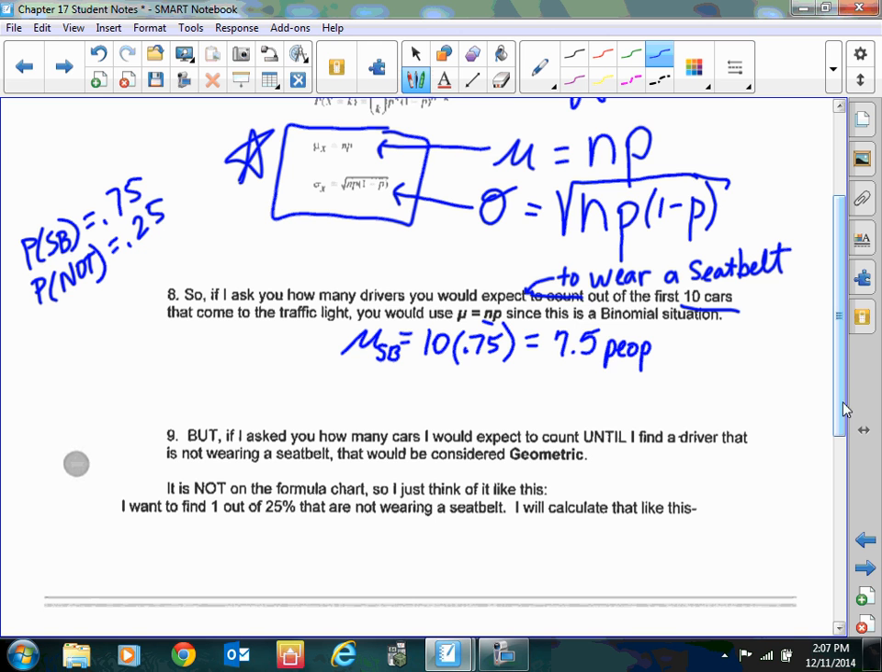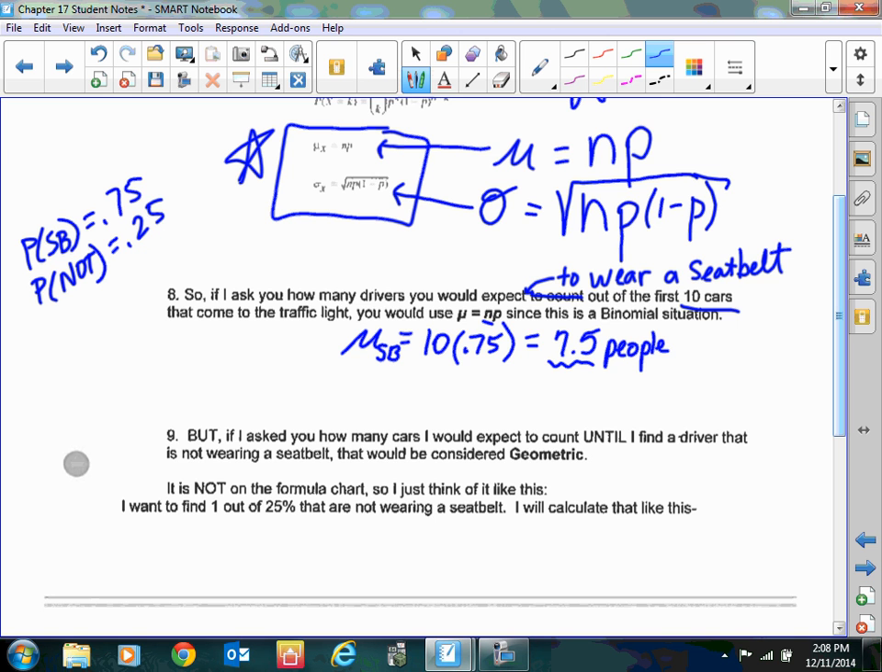drivers. Okay, 7.5 drivers. So why can this be a partial number? Because it's an average. You're sitting there all day long, or let's just say one set of 10 had 8 people wearing a seatbelt, another set of 10 had 7 people wearing a seatbelt. So on average, there were 7.5 people in those sets of 10 wearing seatbelts.